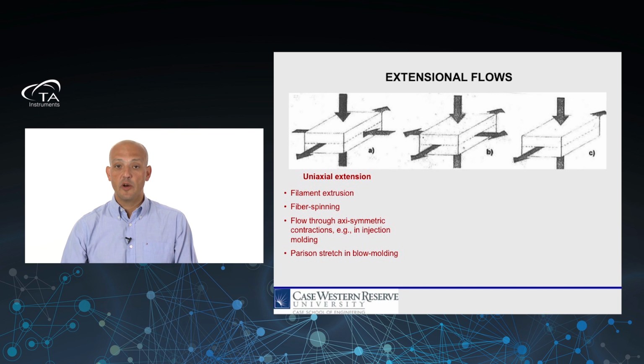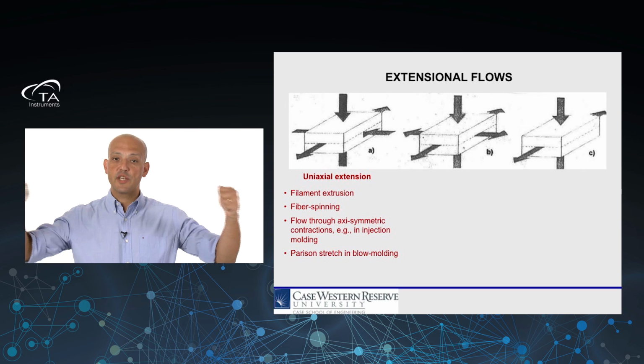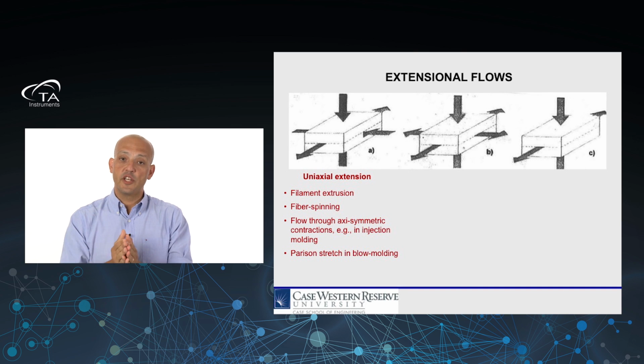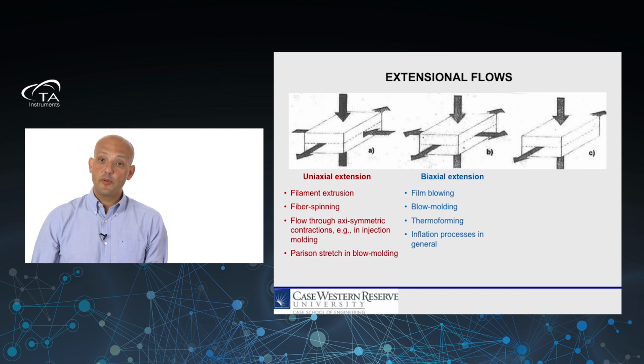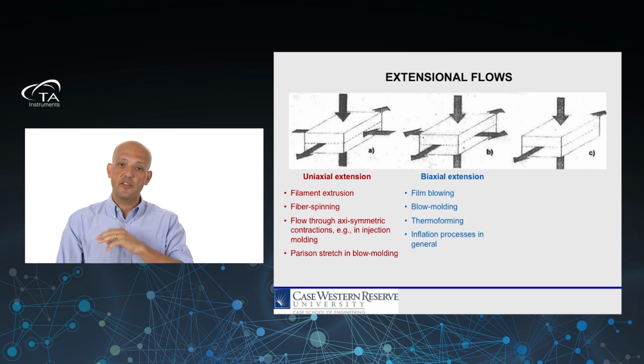The second type of flow is what we call biaxial extensional flow, and is represented in the middle figure. Now we're not stretching just in one direction, we're stretching in 2 directions. And obviously, because of the constant volume condition, the material has to shrink in the 3rd direction. Examples of biaxial extension are the film blowing and blow molding operations that I showed you earlier, as well as thermoforming, and in general, inflation processes. Anything that involves inflation is typically a biaxial extensional process.